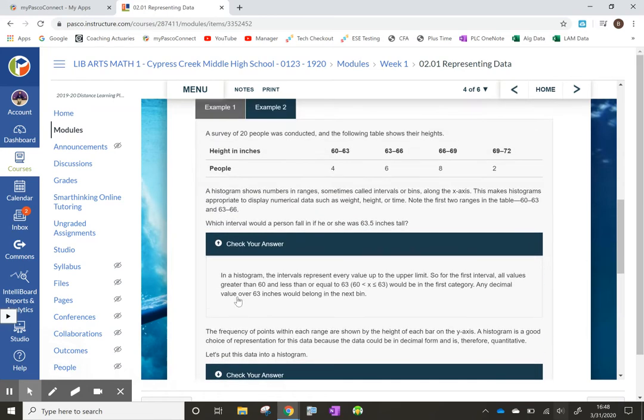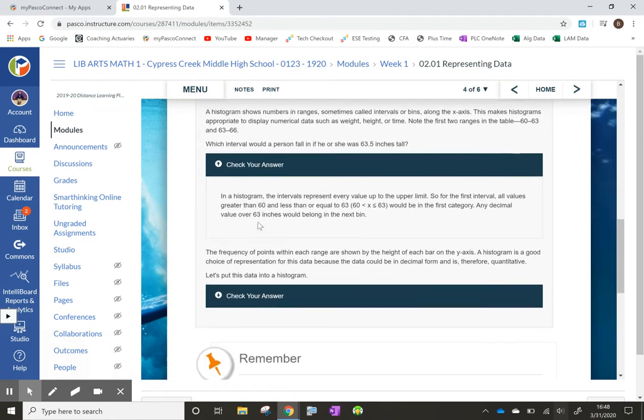Now, is it going to show me a picture of a histogram? Because that would be fantastic. It doesn't show me a picture of a histogram here.